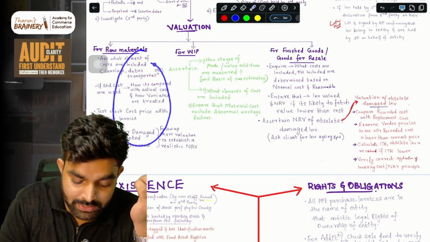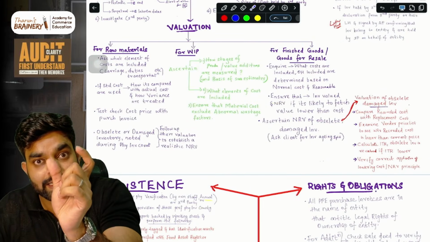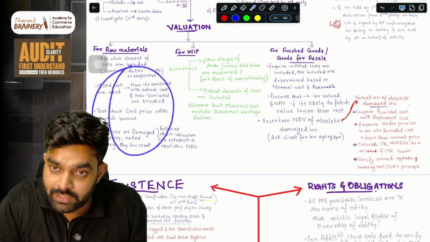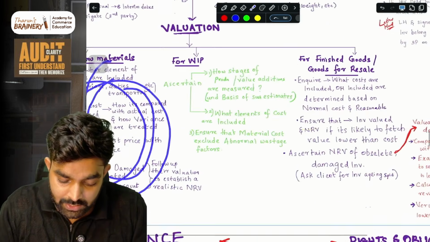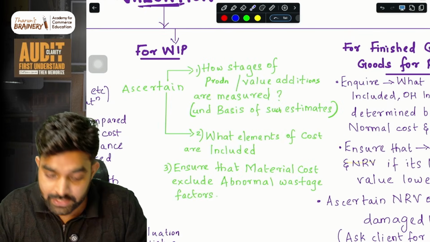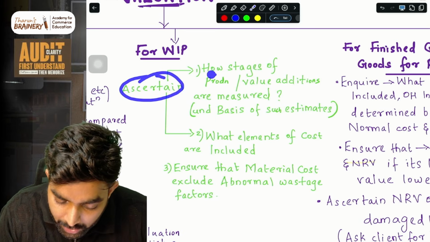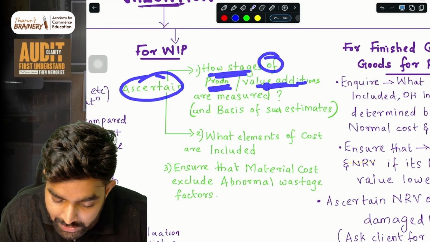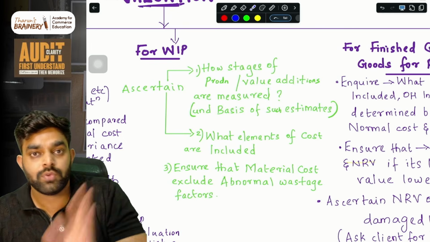So these things we are checking, because we are checking the value, whether the 10 lakh total amount is correct. For raw materials, you have to check this much. Then for work in progress, what are the things you have to check? Ascertain how stages of production or value additions are measured. That is for work in progress.